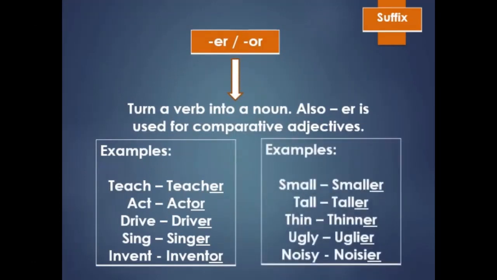And the comparative adjectives: small, tall, thin, ugly, noisy, smaller, taller, thinner, uglier, noisier. So I am taller than my brother. This box is smaller than yours. So this is how comparisons work.